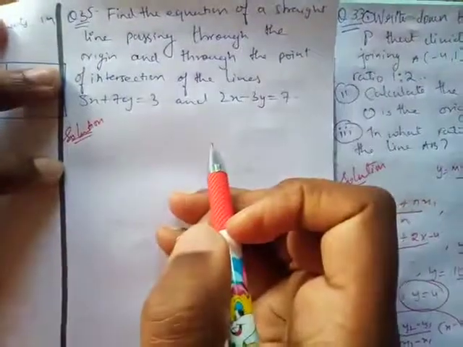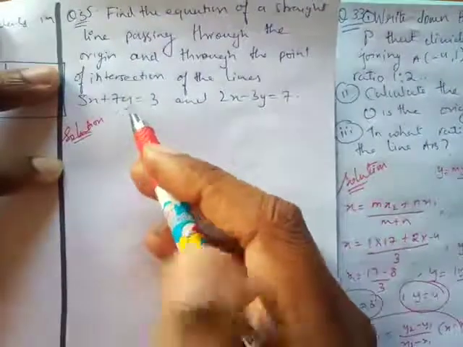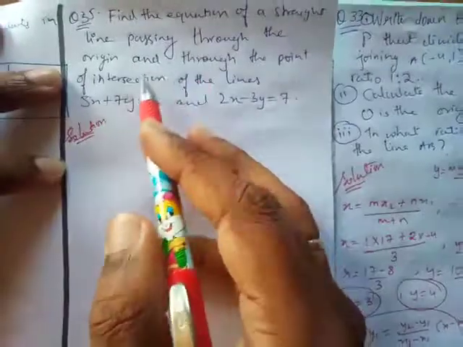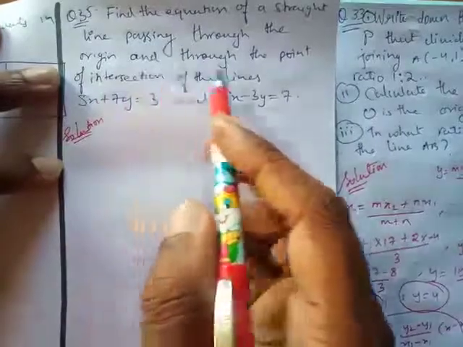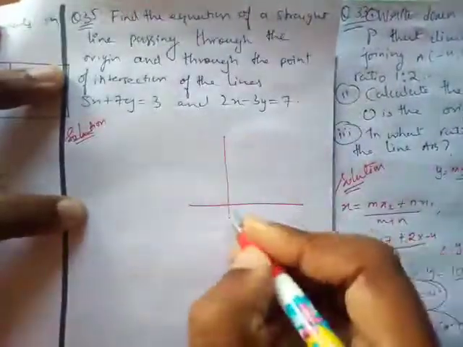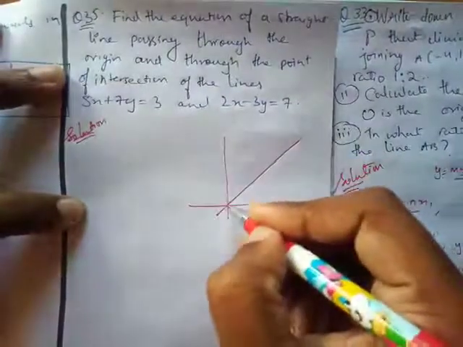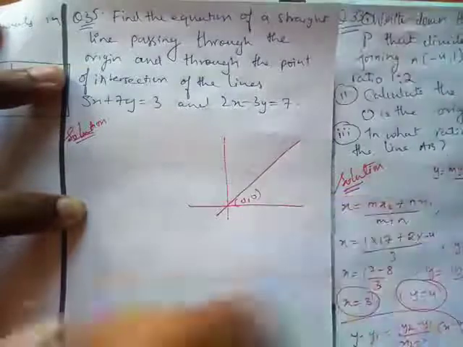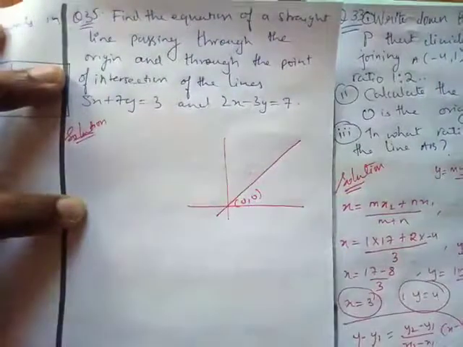Okay, let's have a look at the last question of this exercise, which is question number 35. It says: find the equation of a straight line passing through the origin and through the point of intersection. If I make this a graph, I have to find the equation of this line that is passing through the origin. So it's passing through 0,0. I know that.